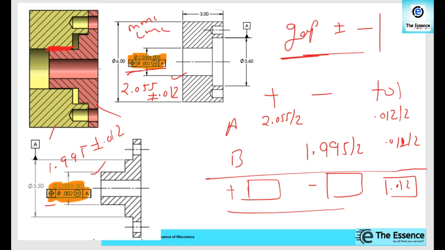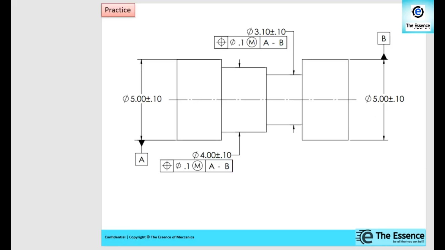Now there are a couple of examples over here. See this particular part, right? This is for practice. What you have to do is convert it into an equal bilateral system. First you have to consider its replacement into a single value. Then you need to calculate this gap.